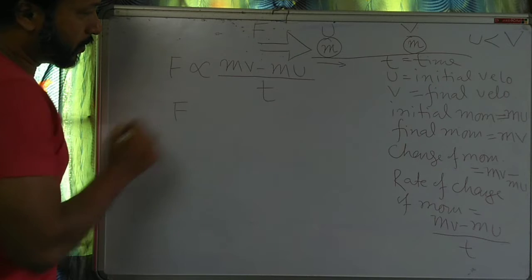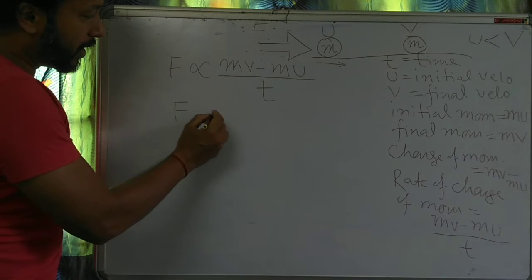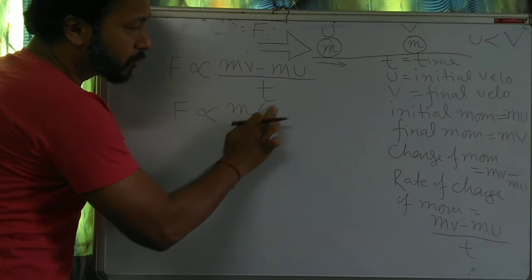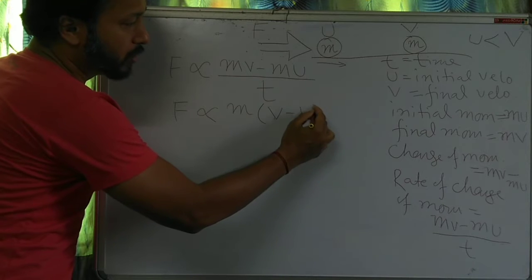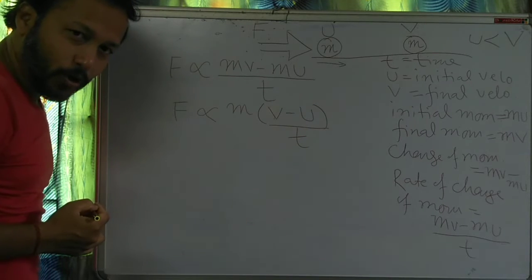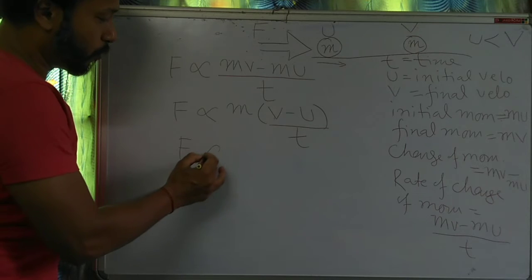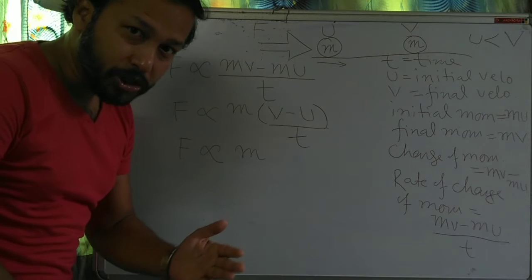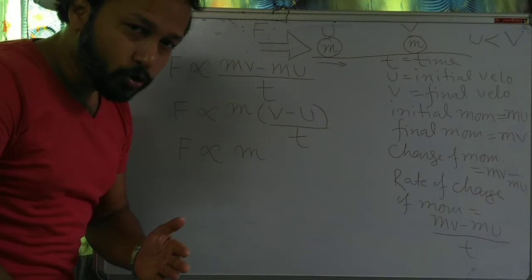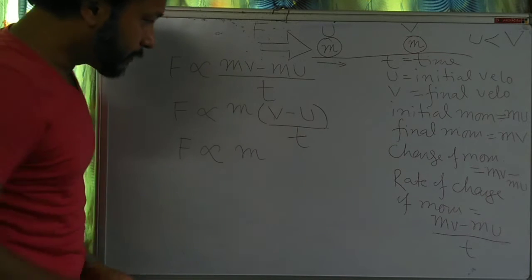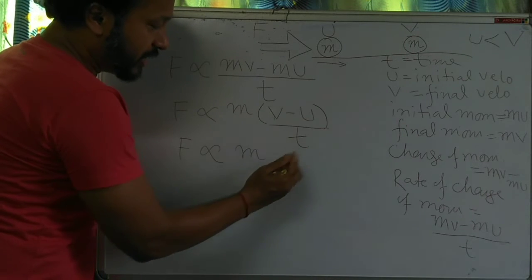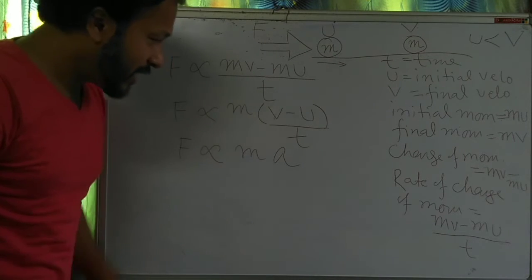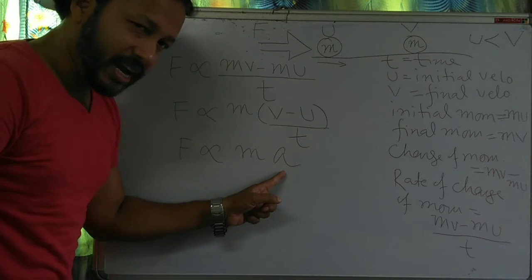Now, F is proportional to, I am taking common m, what I am getting? m into (v minus u) by t. Okay? F proportional to m. I know that from equations of motion, v minus u by t equal to a. V minus u by t is a. A is acceleration. Got it? V minus u by t means a. Fine.